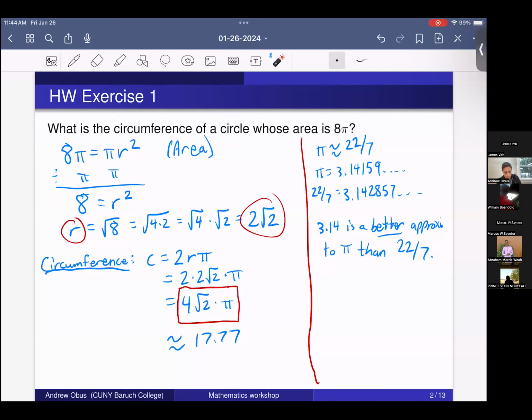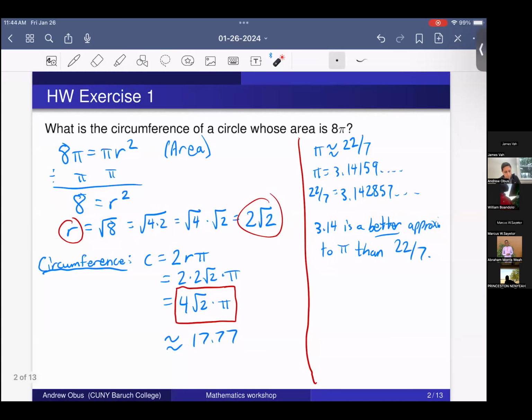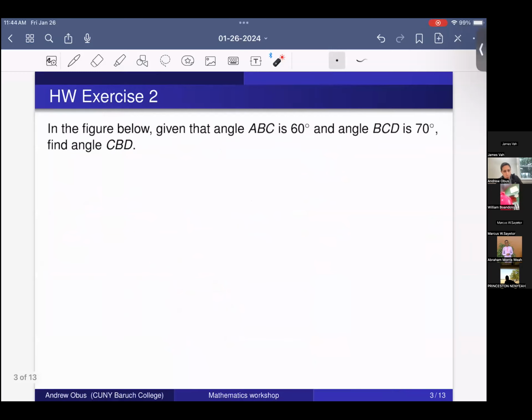Okay, so let's go on to the next question. In the figure below, given that angle ABC is 60 degrees and angle BCD is 70 degrees, find angle CBD. So I need to redraw the picture. Let me do that.